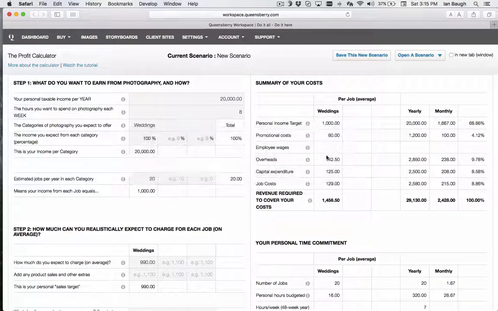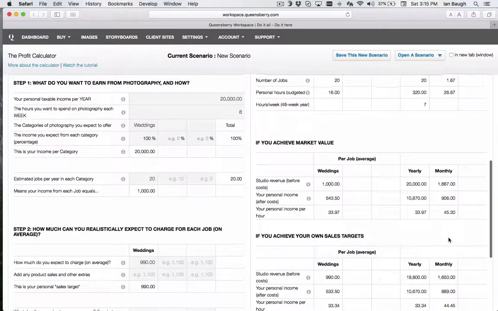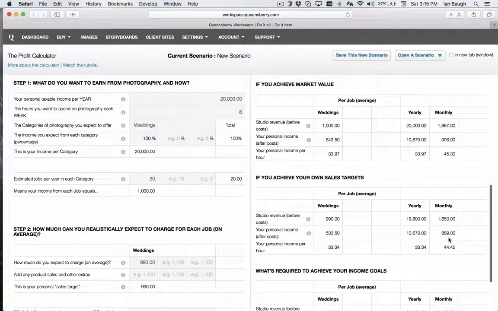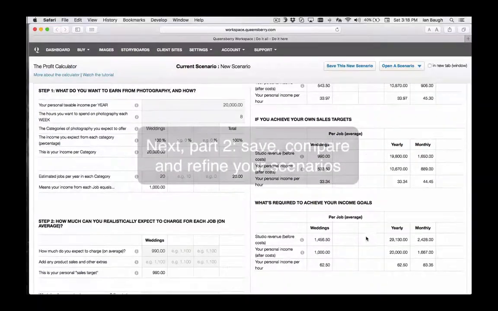On the right-hand side, I've got a summary of my costs at the top in each of those 7 steps. Here's my personal time commitment, 20 jobs, 16 hours per job, is equal to roughly a day a week, which is what I was after. And then down here, how much money I can expect to earn. And now that's got 3 scenarios. If I achieve the market value, which you recall was $1,000, if I achieve my own sales target, which I put close but slightly under, and what I need to achieve for my income goals.